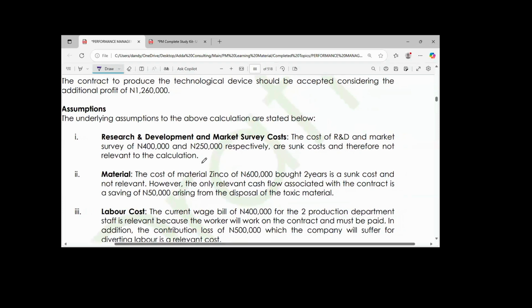The first assumption, if you go back to the question, is on the research and development cost of 400,000.